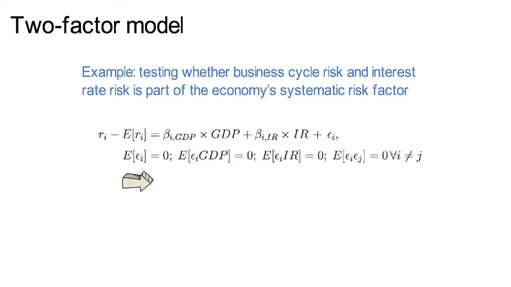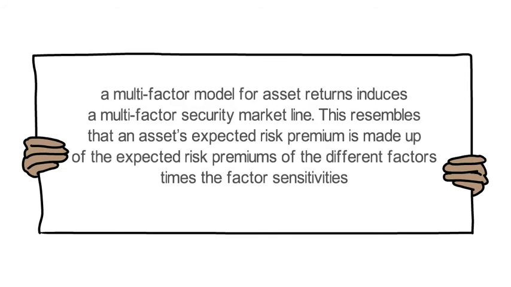Note that both beta coefficients in that last equation are also called factor sensitivities. Notice that a multi-factor model for asset returns induces a multi-factor security market line. That resembles that an asset's expected risk premium is made up of the expected risk premiums of the different factors times the factor sensitivities.